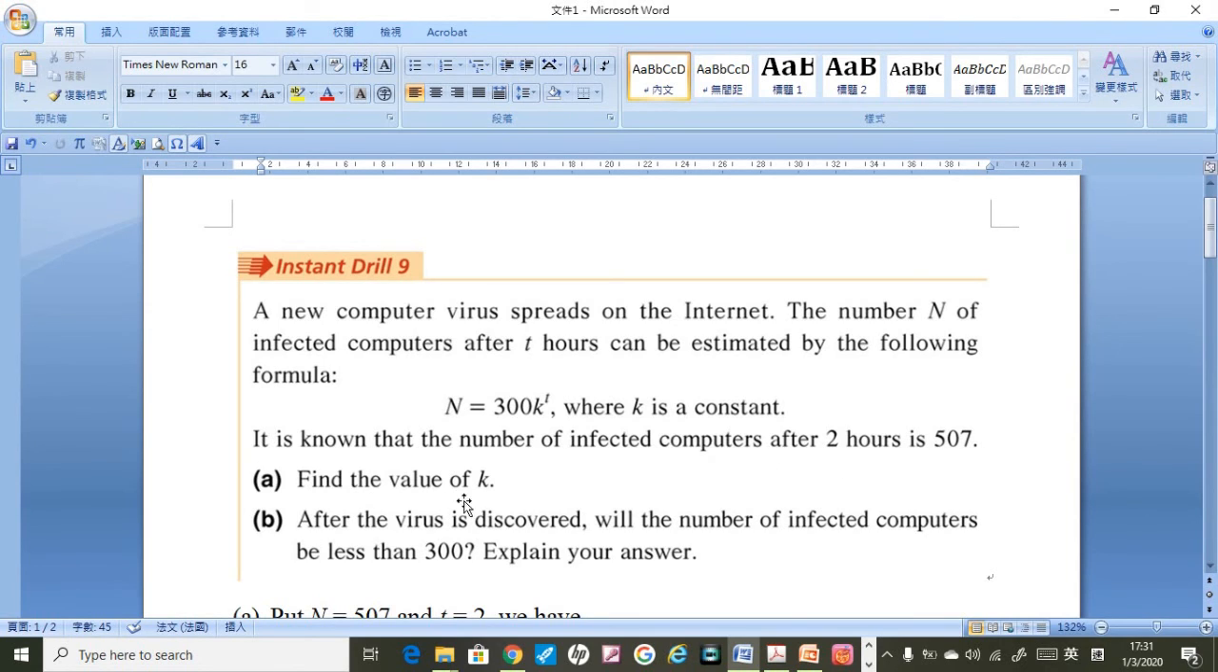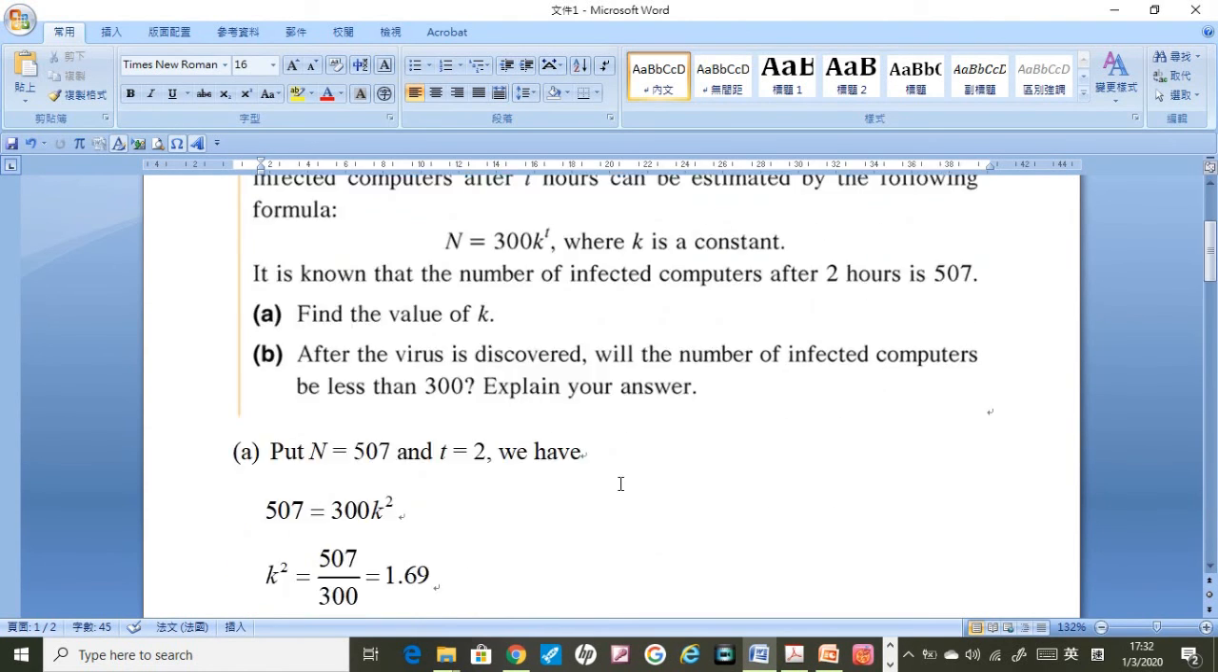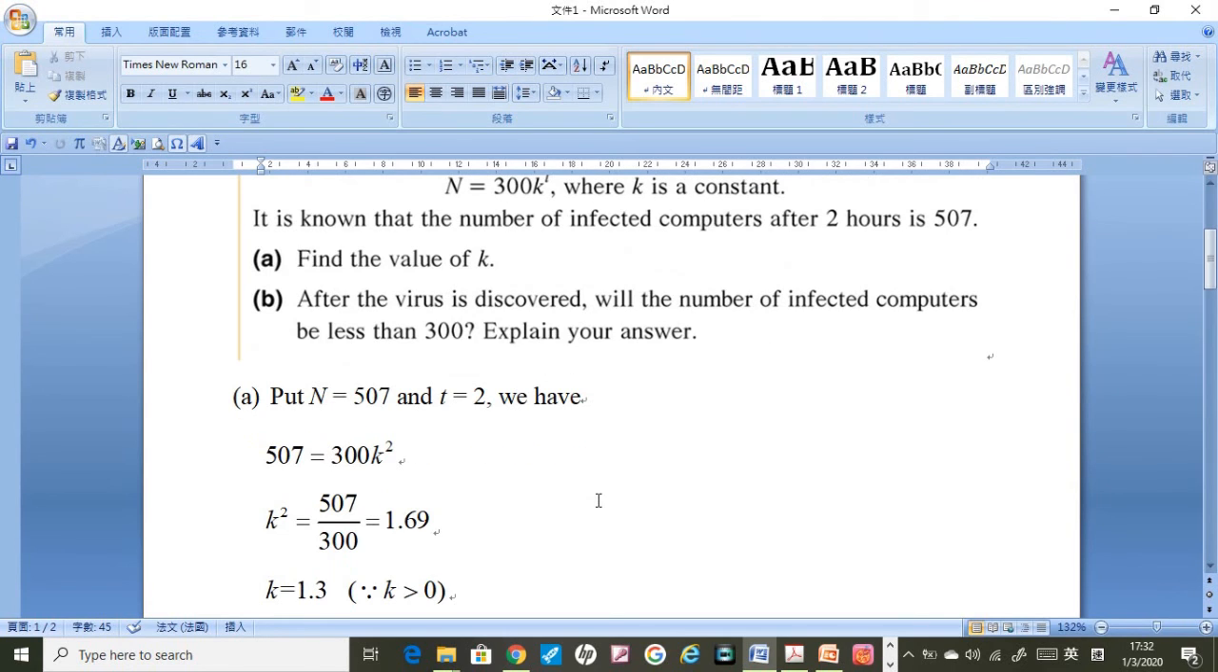And the most difficult part is part B. You want to check whether the number of infected computers is less than 300 or not. So we must first find out the formula and then check the values. By putting n equal to 507 and t equal to 2, we have 507 equal to 300 k squared. Then k squared is equal to 507 over 300, which is 1.69. By taking the square root, we just pick the positive one because the base must be positive, so it's 1.3.